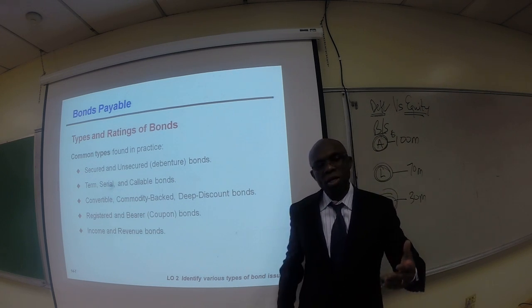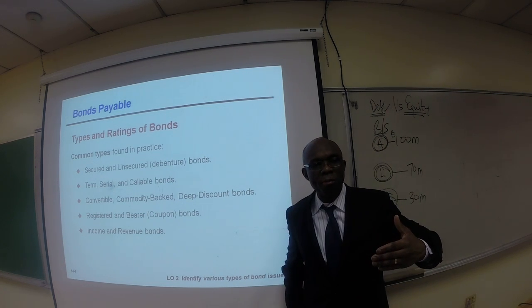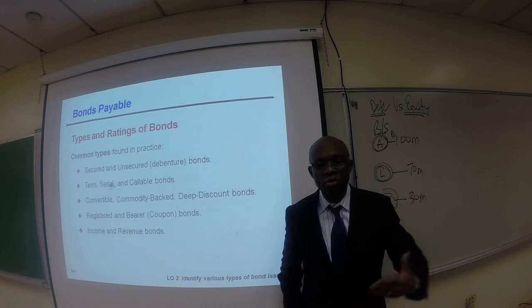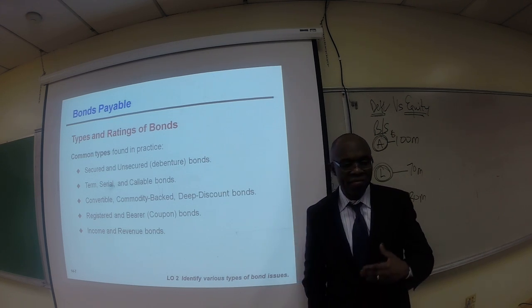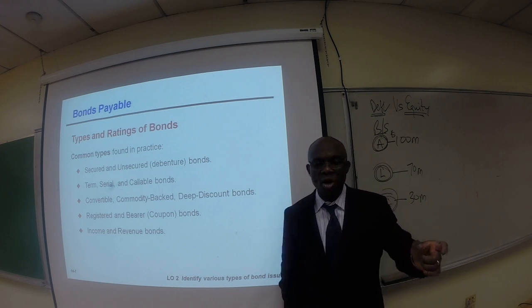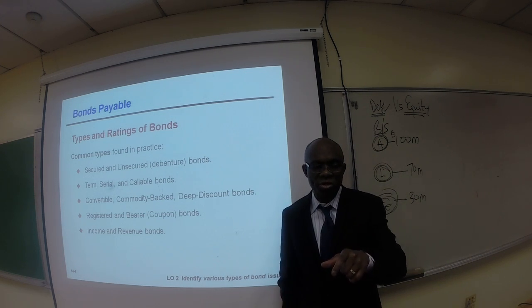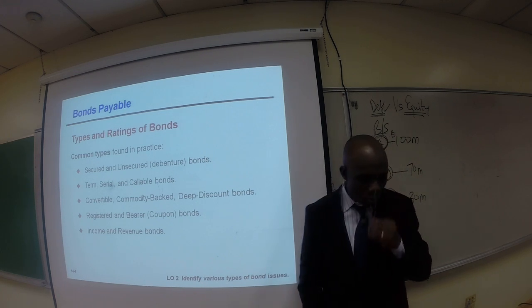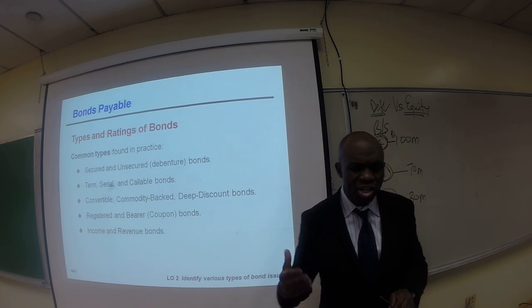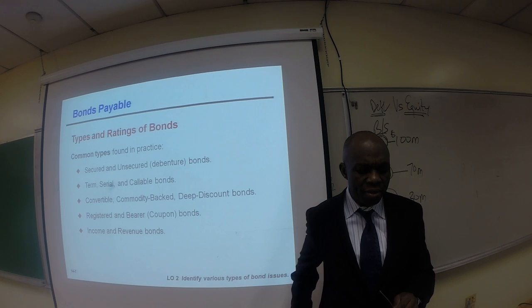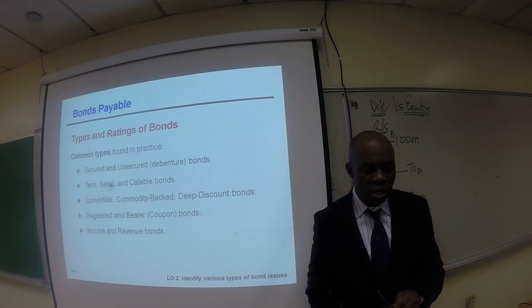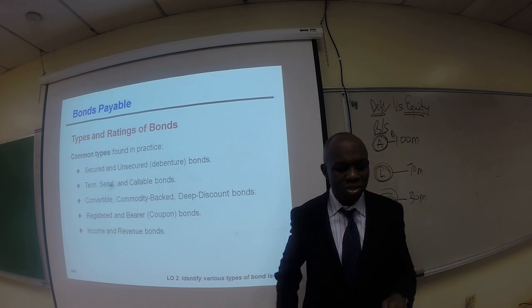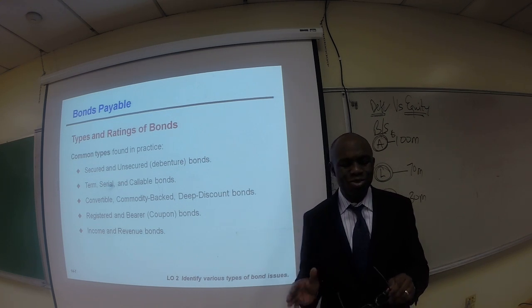And callable bonds, those are bonds that have a feature whereby the bond issuer, the company that issued the bond, is able to call them back and buy them back. And then we have convertible bonds. Those are bonds that can be converted to another type of financial security. Commodity-backed bonds are backed with a commodity. They are usually redeemable using a commodity like coal. Then you have deep discount bonds. Those are zero interest bonds.